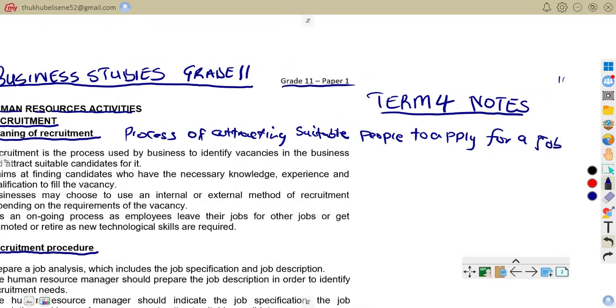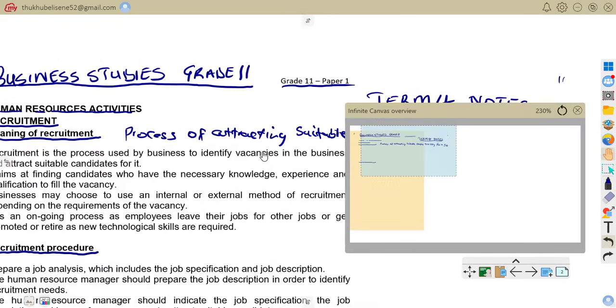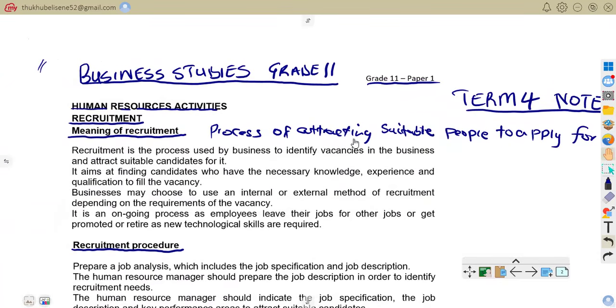For example, a school advertises for a new teacher. They have that post of a new teacher, so that is attracting suitable people to apply for a job. When a school advertises for a new teacher, that is recruitment.